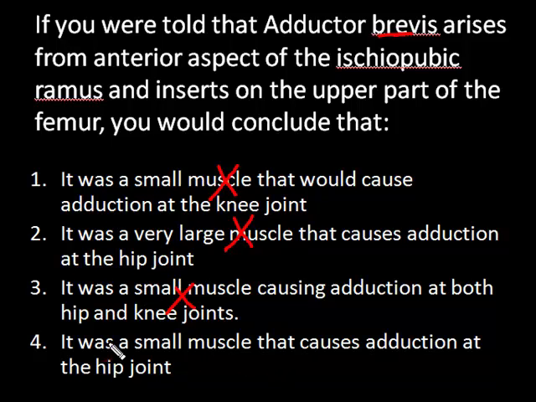The last one is then the choice. It says it is a small muscle because of the word brevis, causes adduction, because it's an adductor, at the hip joint, because you can see it arises from the ischiopubic ramus and goes to the upper part of the femur. It does not cross the knee joint. Hence, this is the right answer to this question.